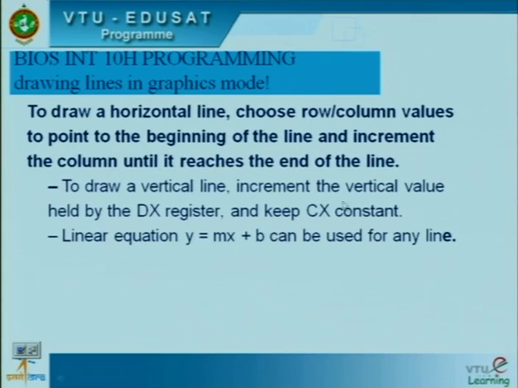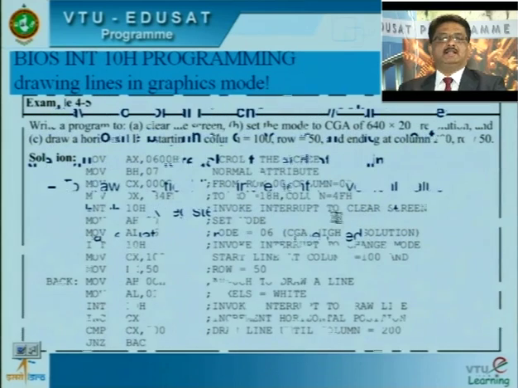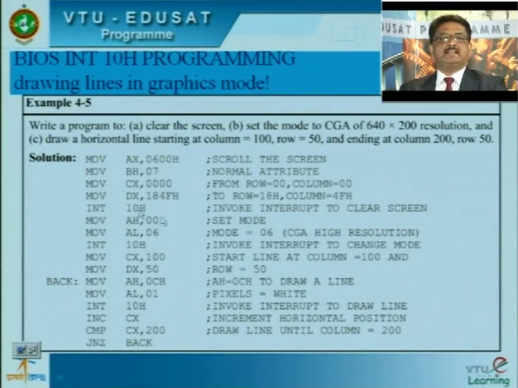Now, let me go one step ahead. How do I draw a horizontal line using INT 10H programming, drawing lines in the graphics mode? To draw a horizontal line, we need to choose the row and column values to point to the beginning of the line and increment the column until it reaches the end of the line. So I should start at the beginning of the line and go up to the end of the line. To draw a vertical line, increment the vertical value held in the DX register and keep CX constant. Now let us try to understand how we do this.